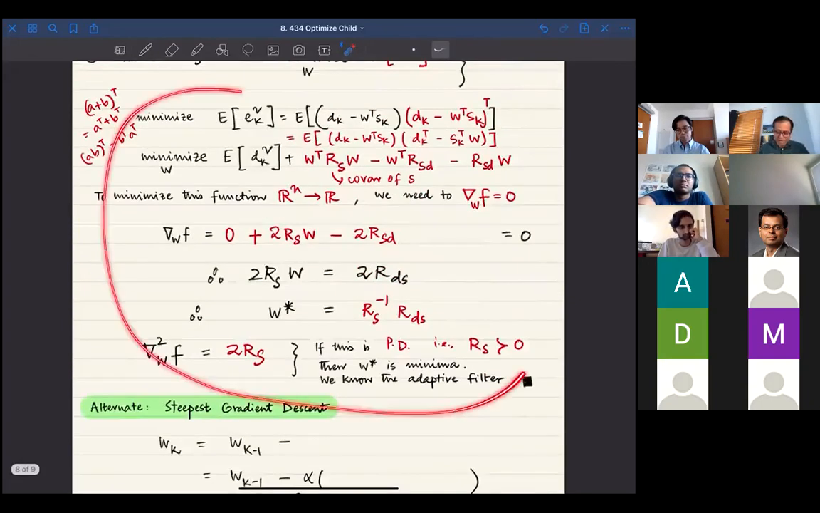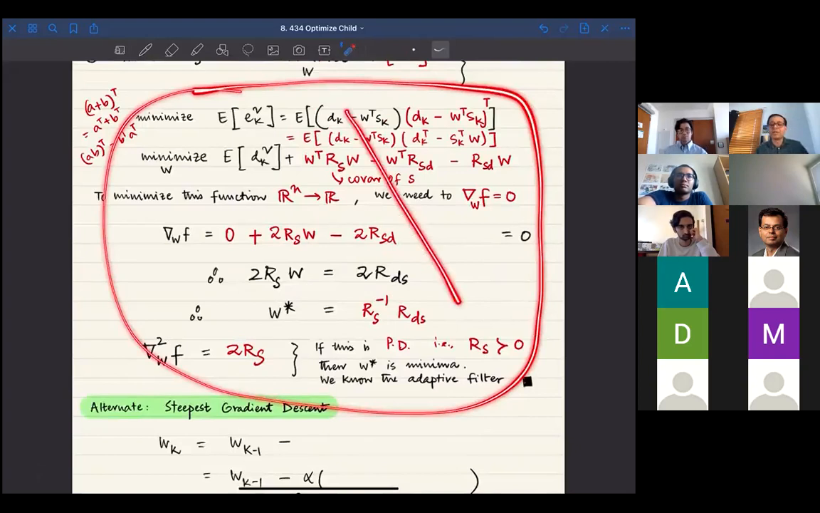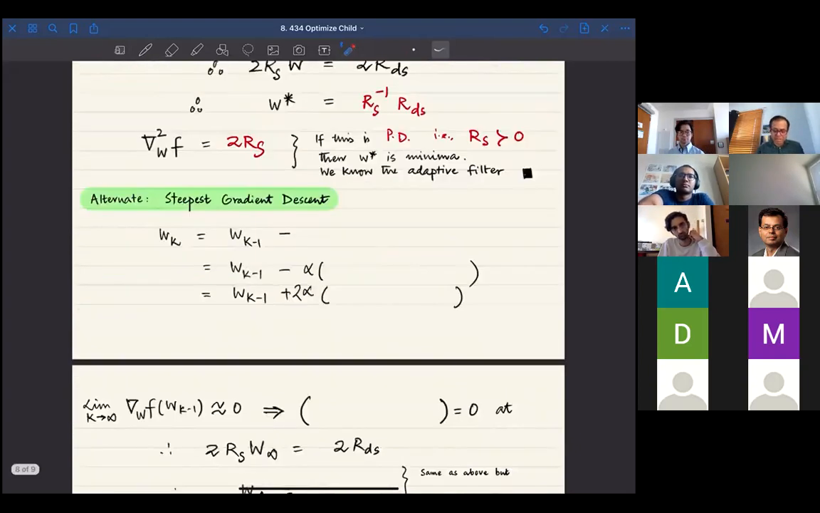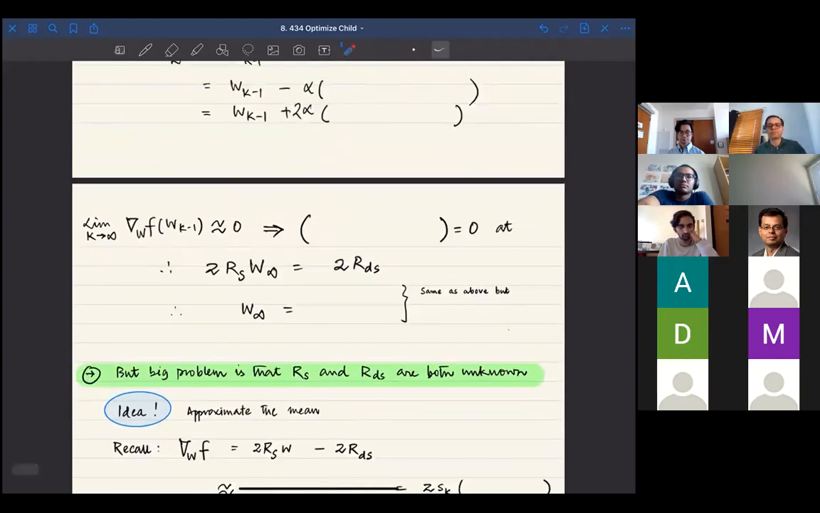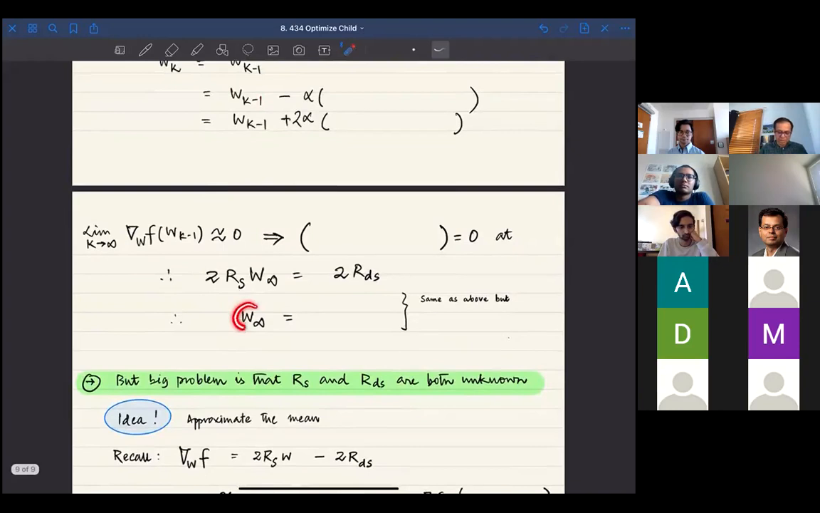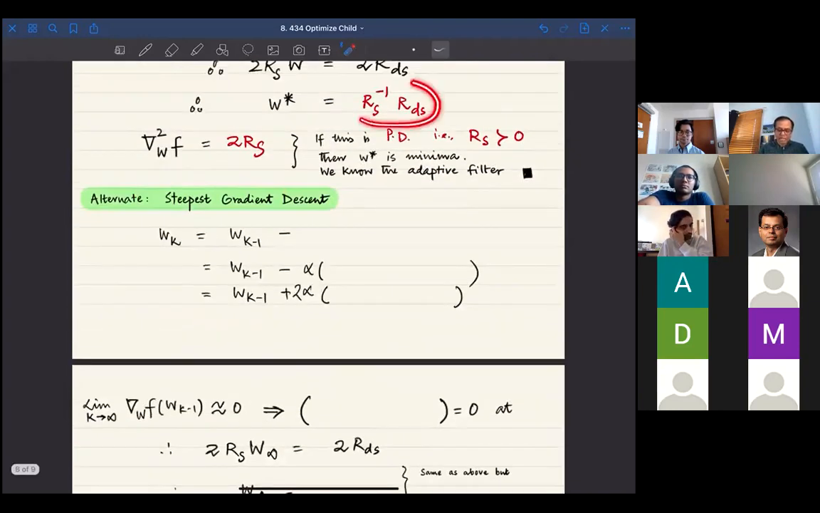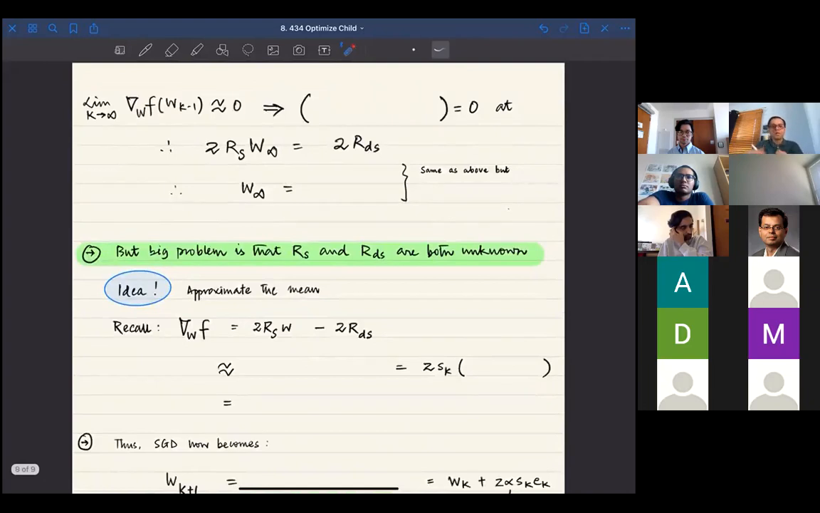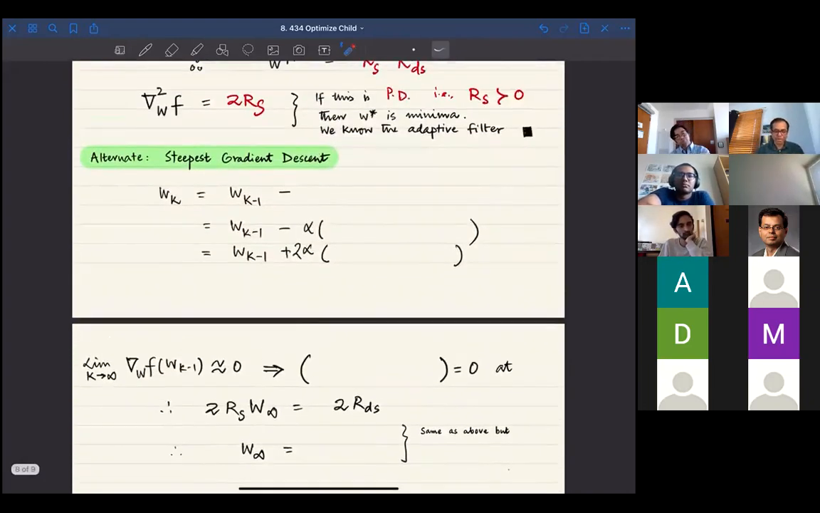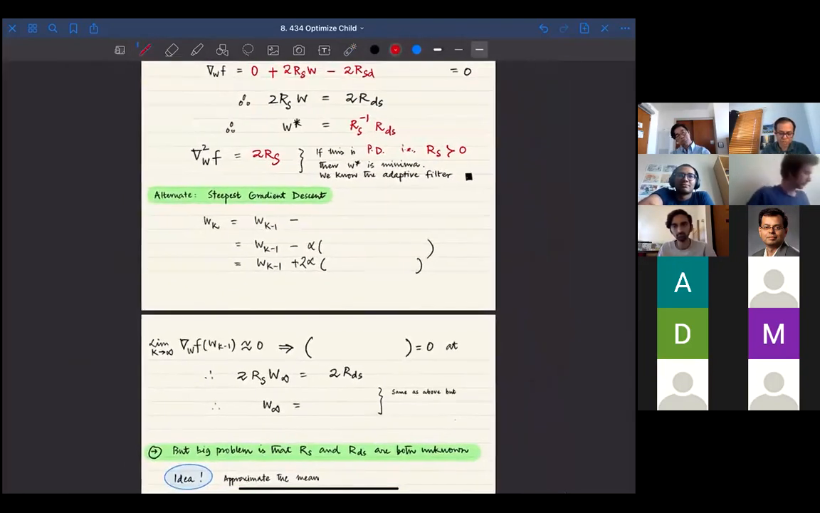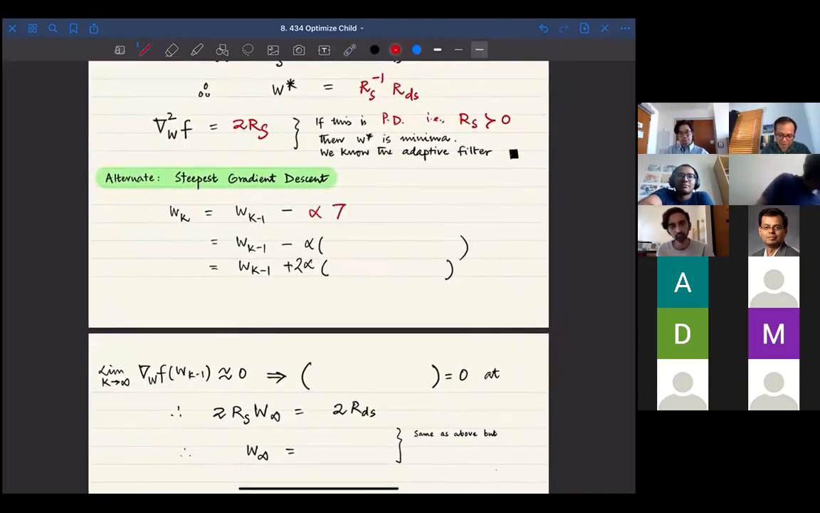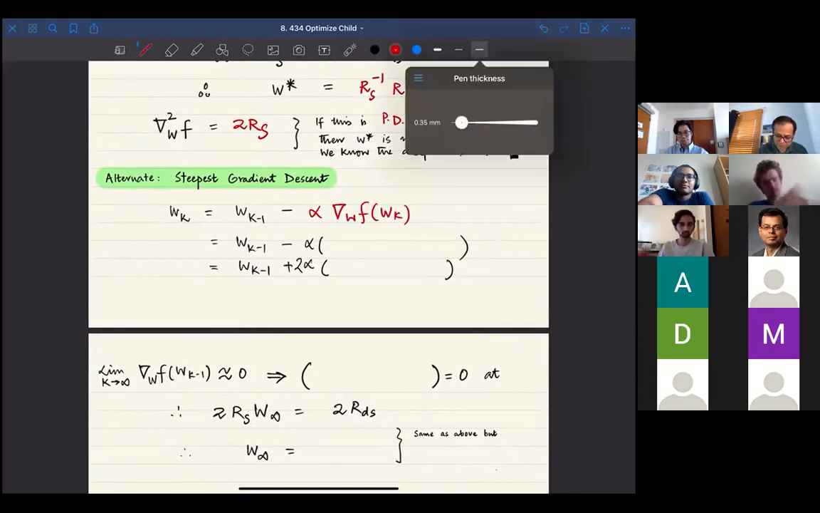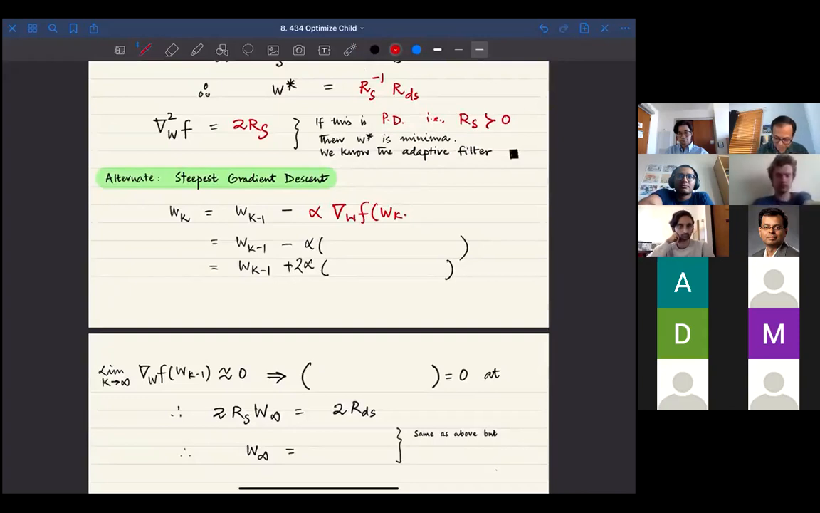Now, for this one we did not do gradient descent. We just directly solved it. You can also do gradient descent on this one, and you'll actually arrive at the same solution. It will again turn out to be W is RS inverse RDS. And when I put out the notes, you'll see the derivation when you do gradient descent. Just to give you the first step, WK is going to be WK minus 1 minus alpha gradient of f of WK minus 1.